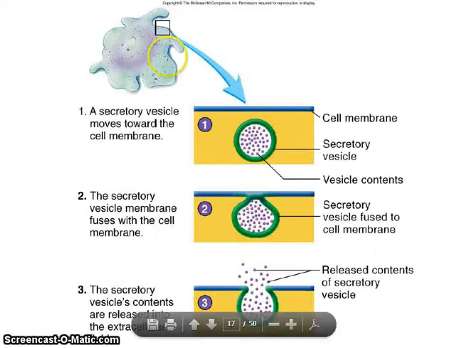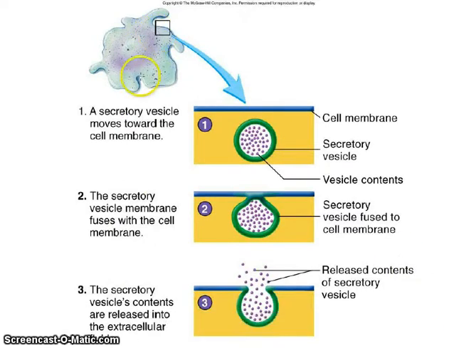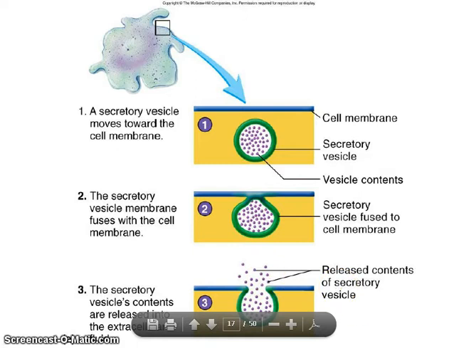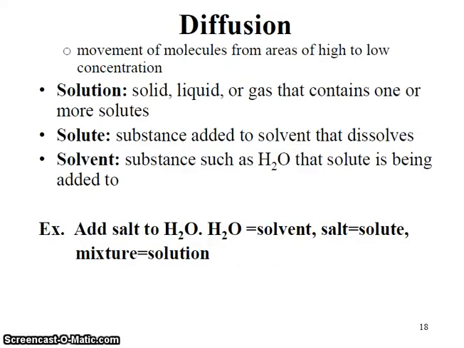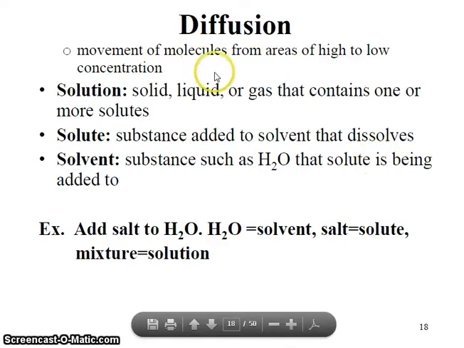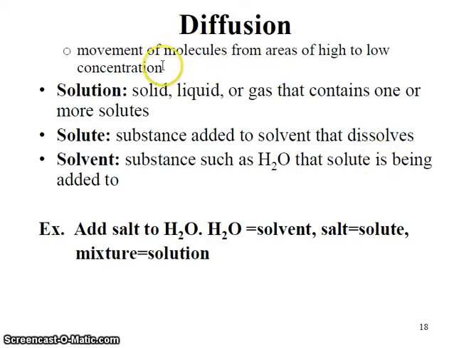Here's something interesting, a secretory vesicle. This is for materials being moved out of the cell or excreted from the cell. They will collect into a secretory vesicle and then literally fuse with the cell membrane and move out of the cell. This is an example of what we call exocytosis. Let's get back to diffusion: movement of molecules from areas of high to low concentration.